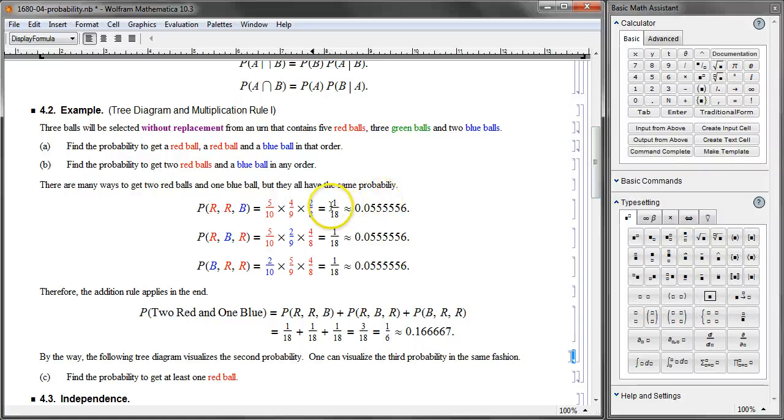By the way, the answers are all the same because the multiplication is commutative. The denominator is 10 times 9 times 8, and the numerator is 5 times 4 times 2, maybe in different order. In any case, the same value.